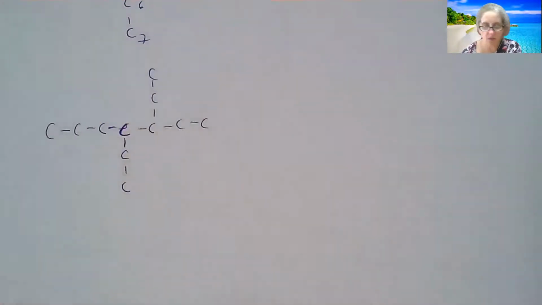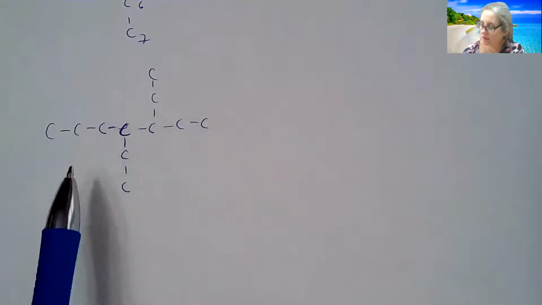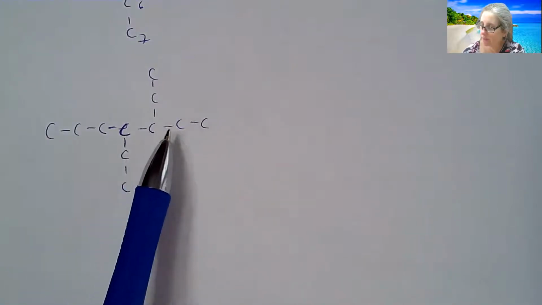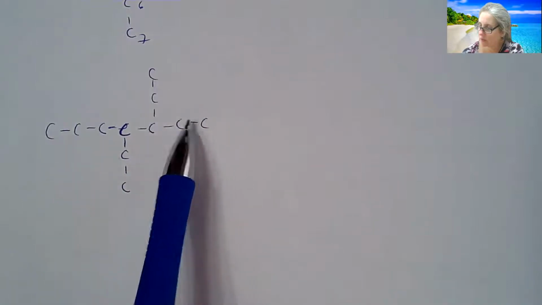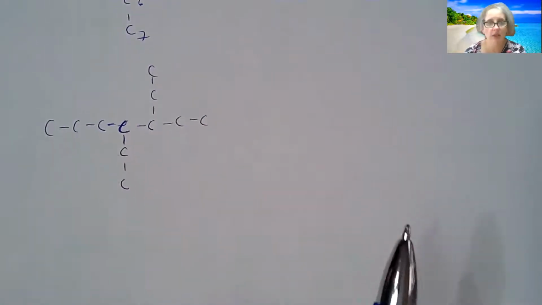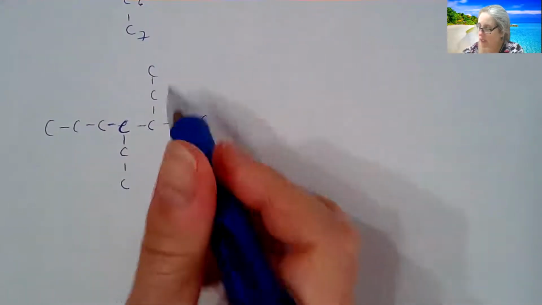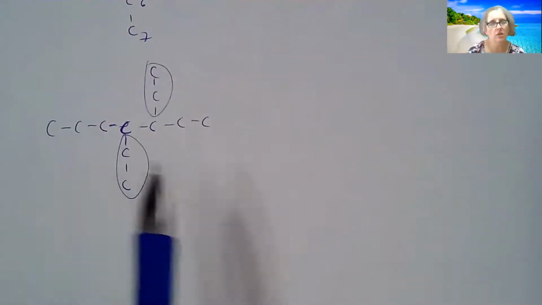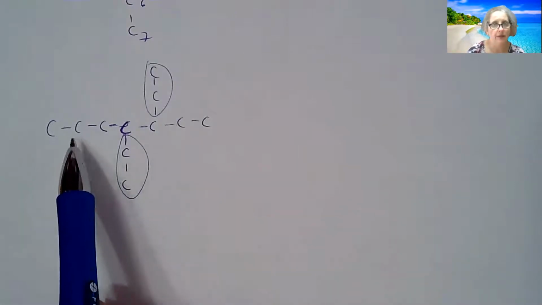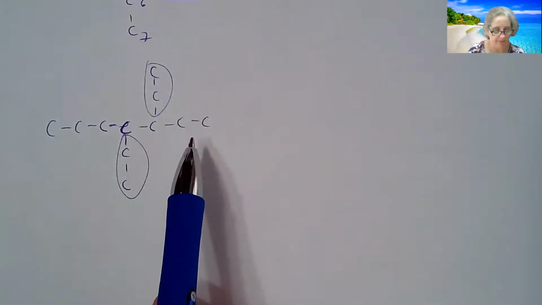So take a look at this one. So again, you want to count the longest chain. 1, 2, 3, 4, 5, 6, 7. 1, 2, 3, 4, 5, 6. 1, 2, 3, 4, 5, 6. So 7 is the longest chain. This is then going to be a branch, and that's going to be a branch. So I want to start on what end? The left-hand side or the right-hand side?